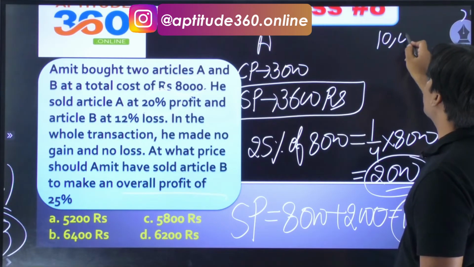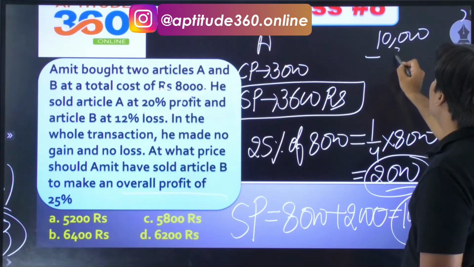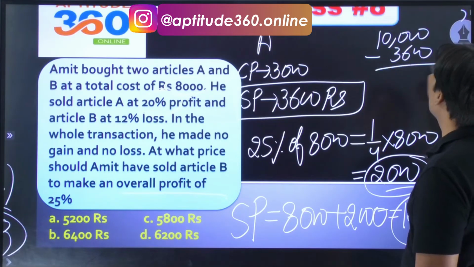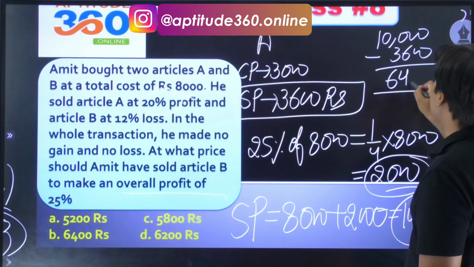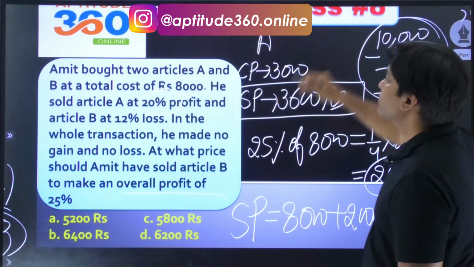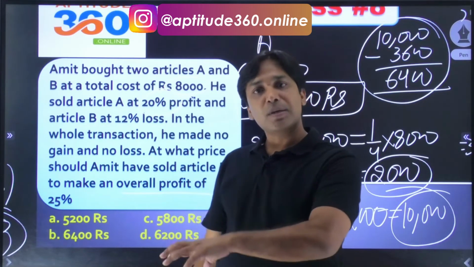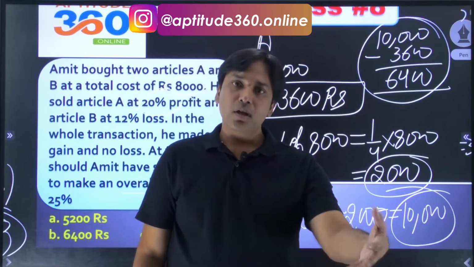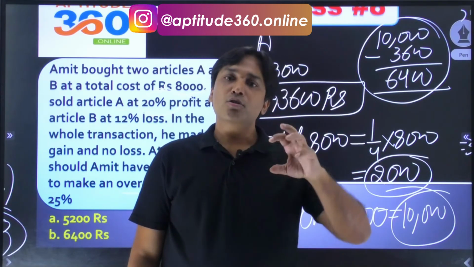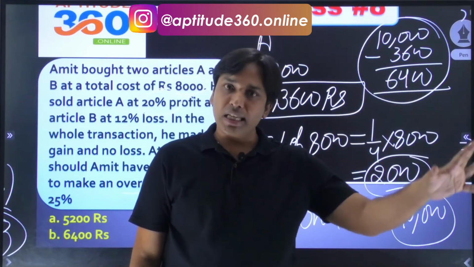So from 10,000 itself, you subtract 3,600 rupees, and you will have the value 6,400. आ गया ना ये? What did I say? 25% of 8,000 will be found out. 2,000 rupees will be profit. So collectively these two items will be sold at 10,000 rupees.